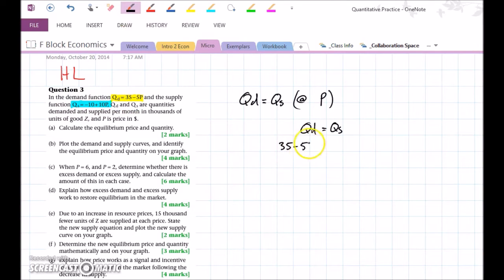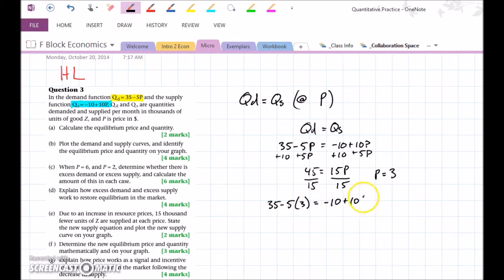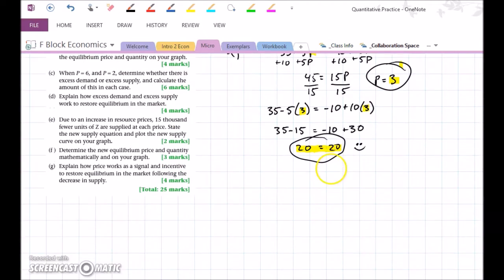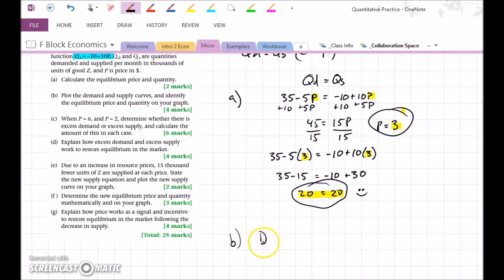Remember, when we solve for equilibrium, we're saying that at the same price, quantity demanded is equal to quantity supplied. So I'm going to set up simultaneous equations, substitute the quantity demand equation and the quantity supply equation, and solve for P. I'm then putting P back into the original formulas and solving for quantity demanded and supplied to show that at the same price 3, 20 is equal to 20.